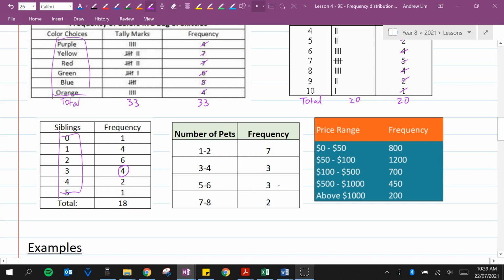Okay, and here's another example with the price range. We could say a really big online shoe store has a whole bunch of different shoes for different price ranges. They have 800 shoes available that's between $0 and $50, the cheap pairs. They've got 1,200 pairs of shoes that are between 50 and 100. Okay, 700 pairs of shoes that are between 100 and 500, and then some really exclusive, expensive shoes, probably some Jordans or something like that.